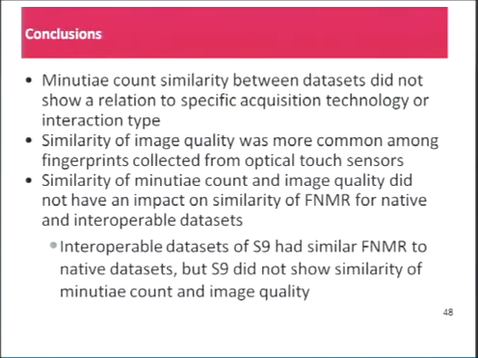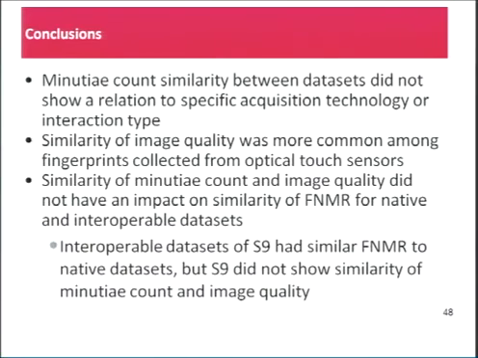So some of the conclusions that we had from the study: the minutia count similarity between data sets did not show a relation to a specific acquisition technology or an interaction type. But we did notice that similarity of image quality was more common among fingerprints collected from the optical touch sensors, and this might have to do with the fact that they were all touch type sensors. The similarity of minutia count and image quality did not really have an impact on similarity of false non-match rate, but it did have an impact in reducing the absolute false non-match rates for the interoperable data sets.